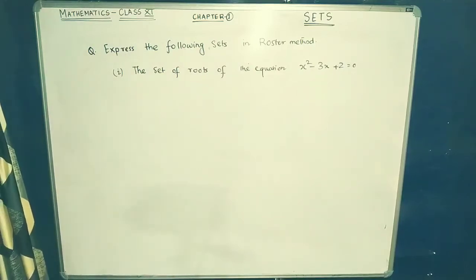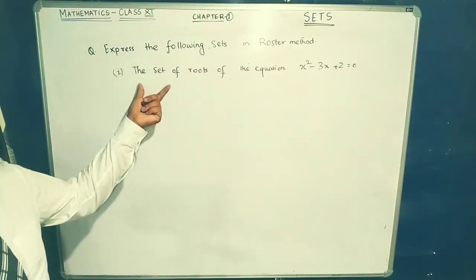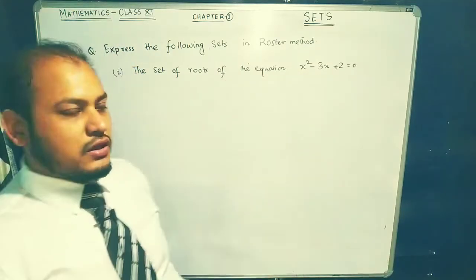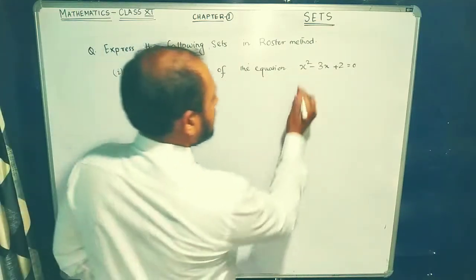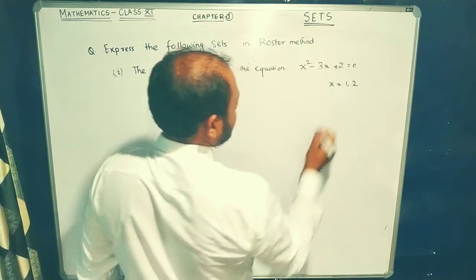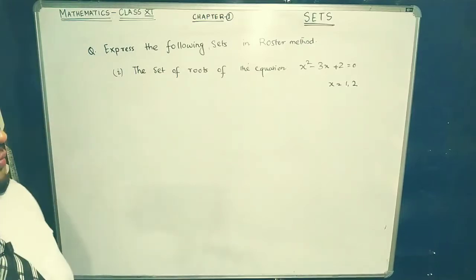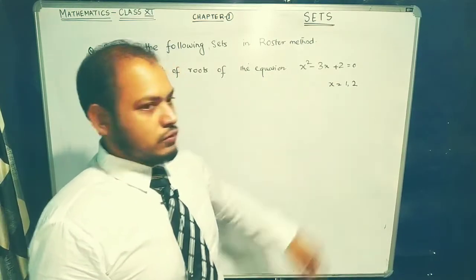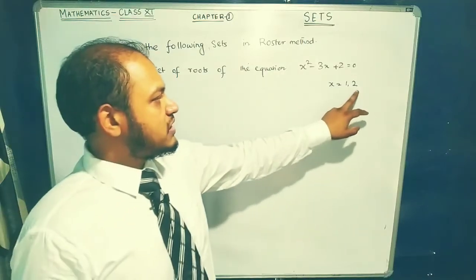So this is a question and it is asking you to find the set of what? The roots of the equation. If you know from quadratic equations, you already know that the roots of this quadratic equation would be 1 and 2. If you solve using your quadratic equation formula from class 10, you will see that it has two roots, 1 and 2. So both these roots are distinct.